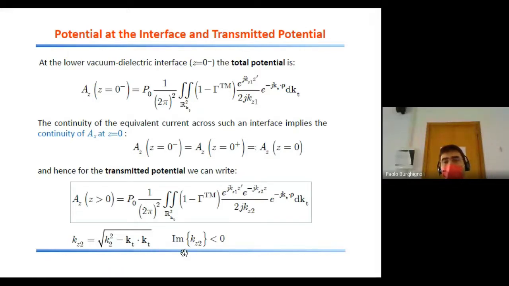And again, in order to enforce that the potential, and hence the field, decays at infinity, we need to choose the determination of this square root such that the imaginary part of the vertical wave number is less than zero. Okay.